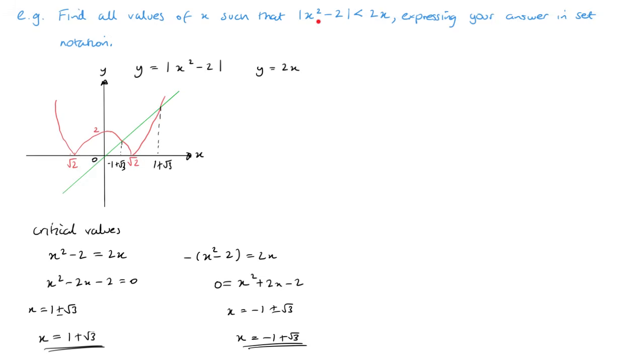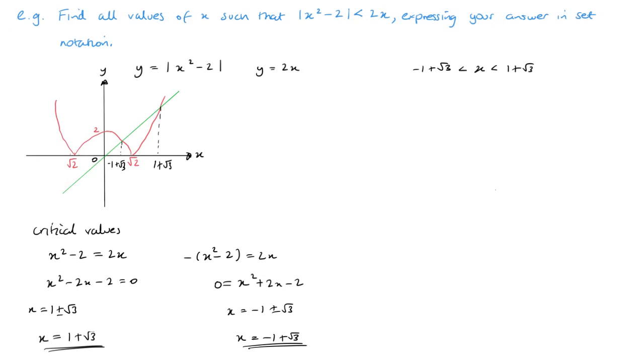Now we go back to the inequality, and we want when the modulus graph is less than the linear graph. So we want when the red graph is smaller than the green graph. And that is going to happen to the right of this intersection point and to the left of this intersection point. So we're going to have when x is between minus 1 plus root 3 and 1 plus root 3.